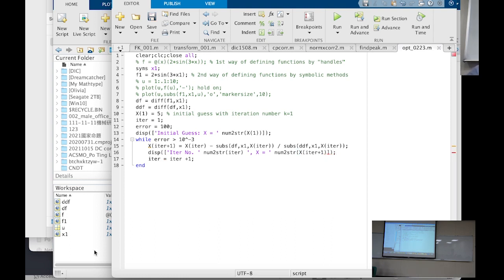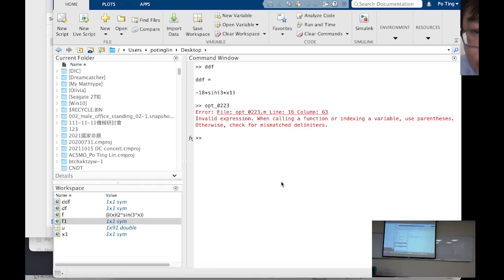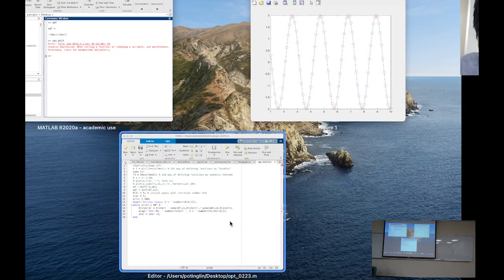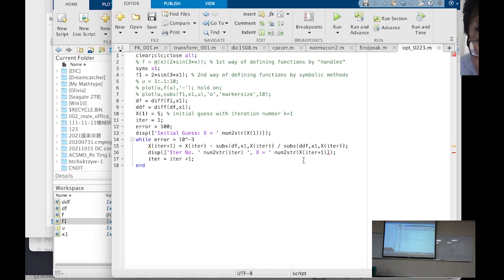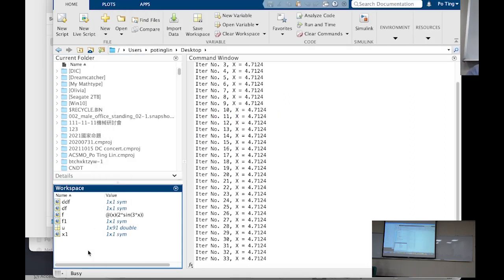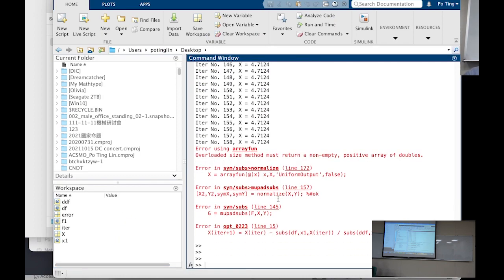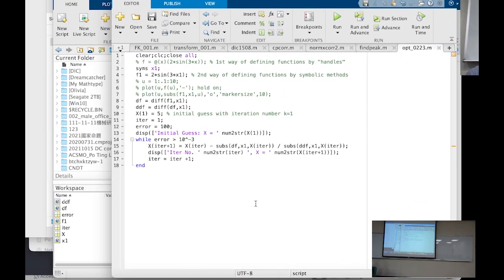Play it. Okay, something wrong. Where? Oh, okay. I need one more small bracket. Yes, I need this. So this is a vector of strings. Yeah, and then I place it into display. Okay, something's wrong.